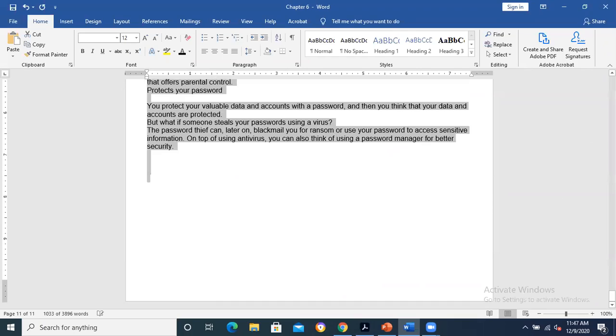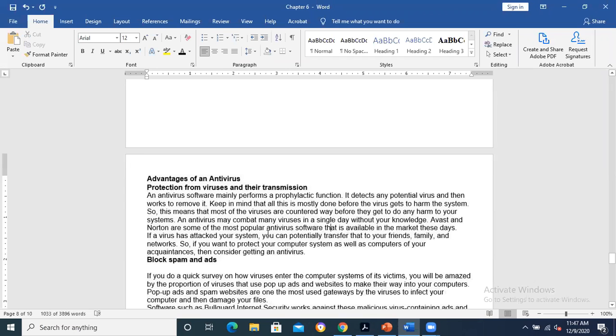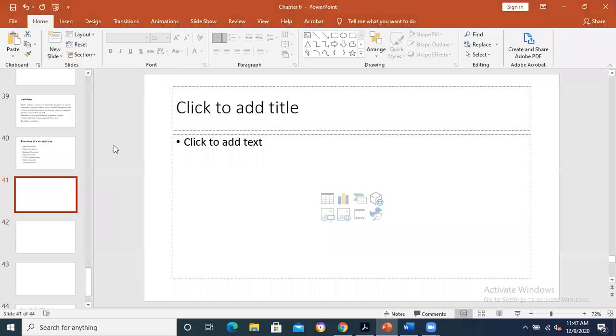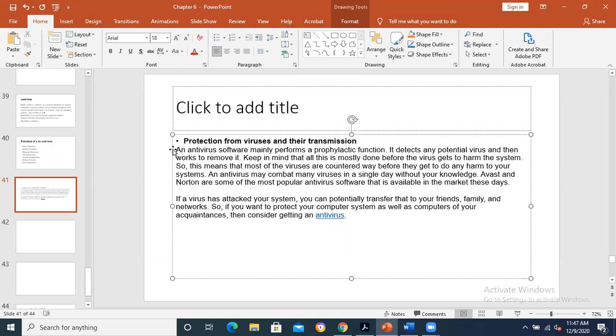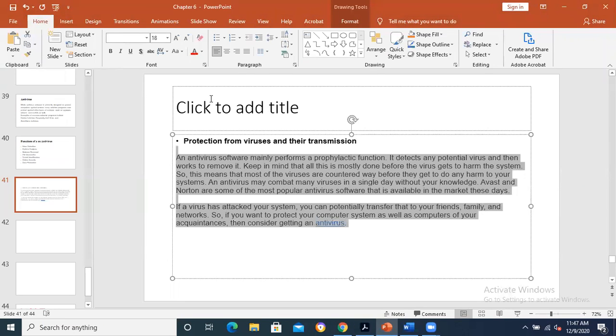So we will see these points one by one. What are the different advantages and how are these advantages given by antivirus software? Number one point is protection from viruses and their transmission. What is meant by transmission? Transmission means when this virus is being spread.